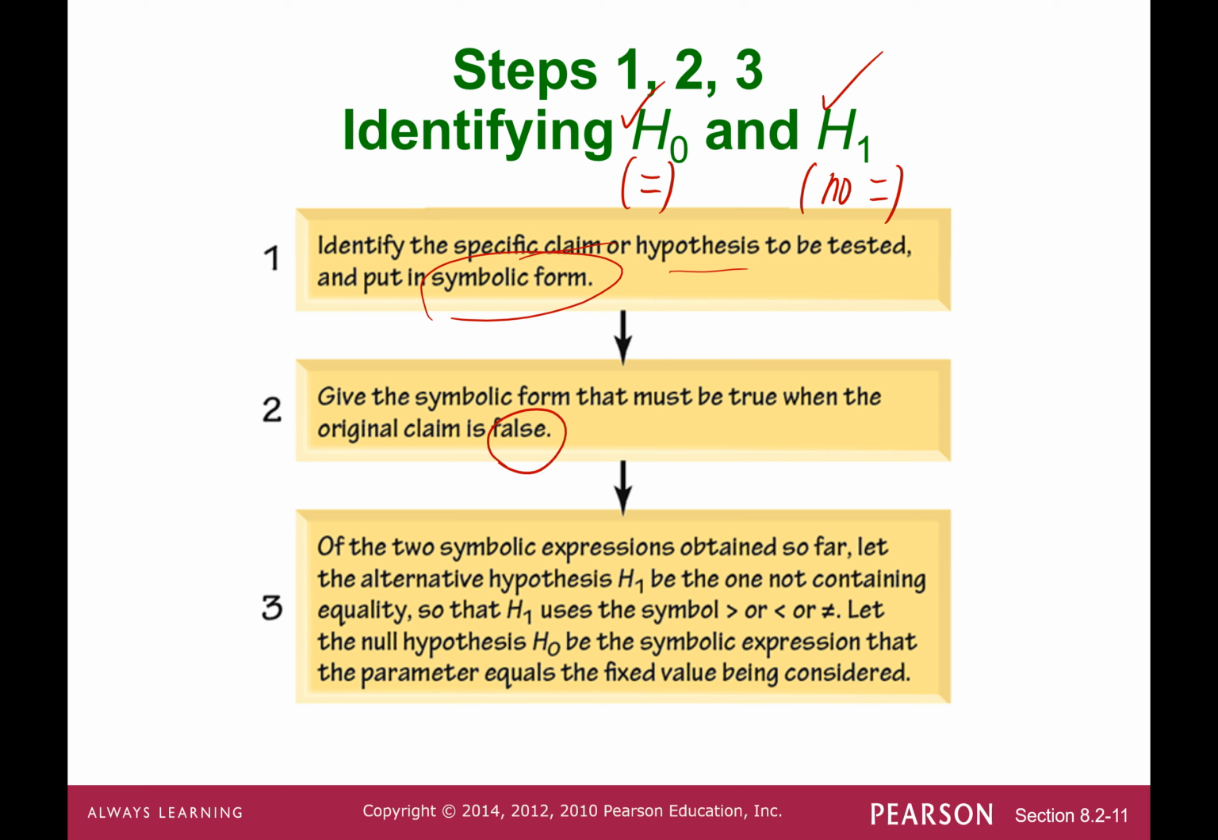Of the two symbolic expressions obtained so far, H1 is the one not containing the equality. So H1 could be either one of these: greater than, less than, or not equal to. H0 is a symbolic expression that the parameter equals the fixed value being considered. So it always has an equal sign. It could be equal to, greater or equal to, or less or equal to.